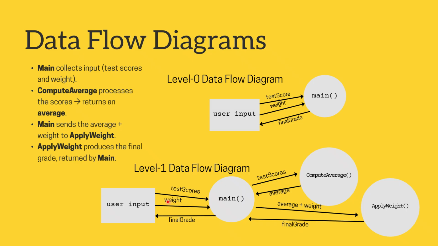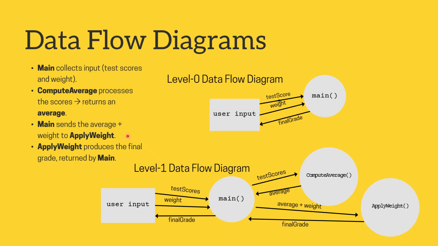In our program, the main module is going to control the process. First, it's going to gather the test scores. For example, it might gather a list like 85, 95, 78, 92, whatever the case is. Next, it's going to apply a weight. For example, maybe 0.6, meaning that the test counts for 60% of the overall grade.